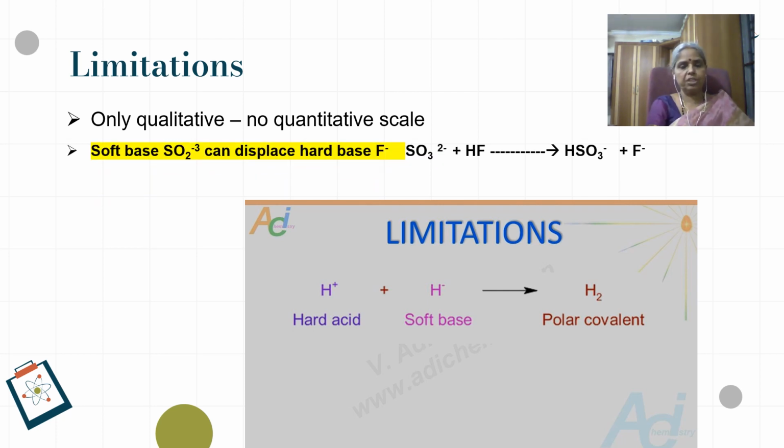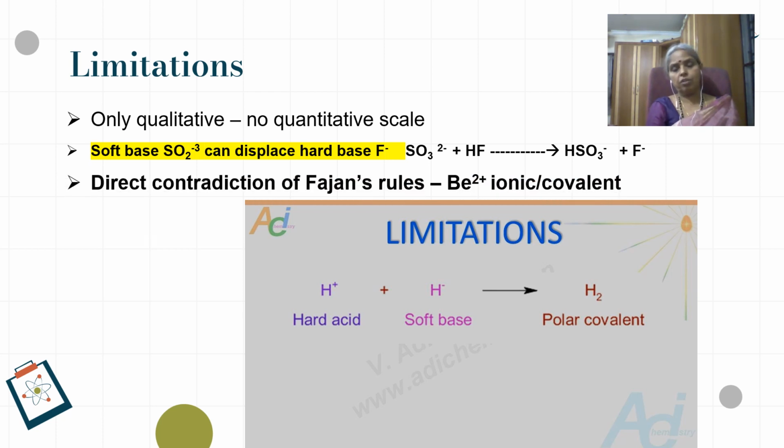Soft base SO3 2- can displace hard base fluoride. You can see this reaction here. Sulfite plus hydrogen fluoride gives bisulfite plus fluoride. That is, fluoride is getting displaced by sulfite. How come? In sulfite, sulfur is soft. How can it displace fluoride, which is hard? Hydrogen is hard, fluoride is hard. But still the soft one is able to replace fluoride and take its place. So this could not be accounted by the HSAB principle.